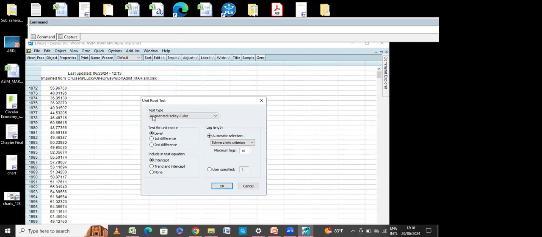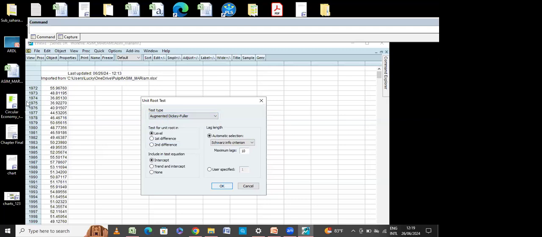Here, I am not going to change anything. For the test type, I have different kinds of tests: Augmented Dickey-Fuller, Dickey-Fuller GLS, Phillips-Perron. Usually researchers use Augmented Dickey-Fuller, so I will click on this and press okay.